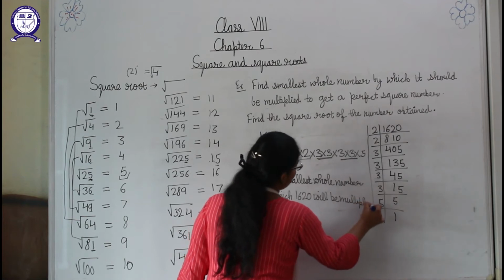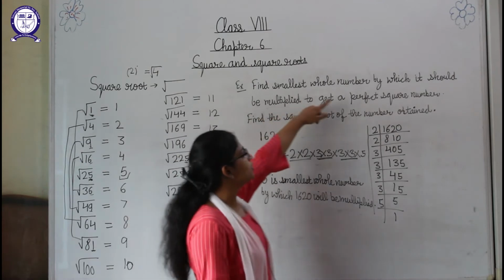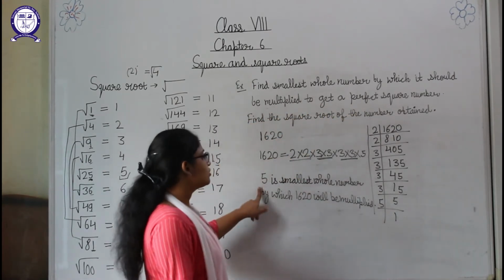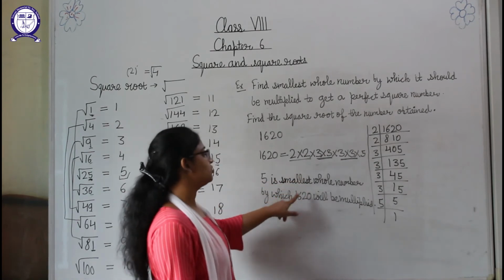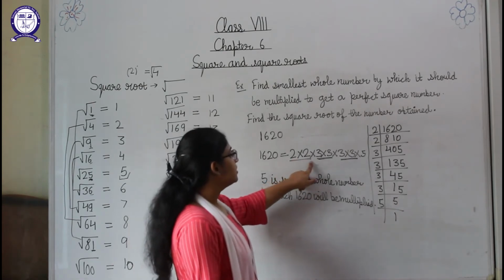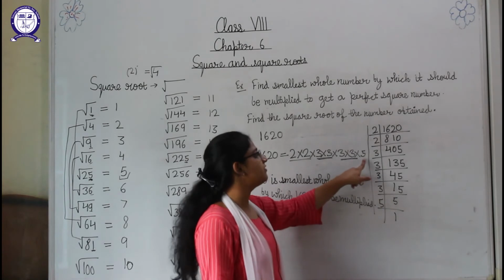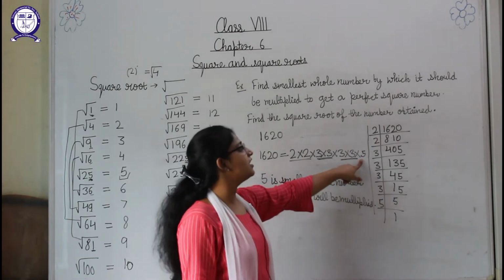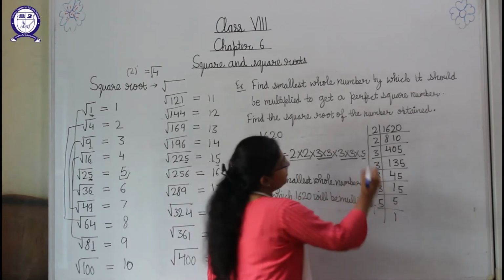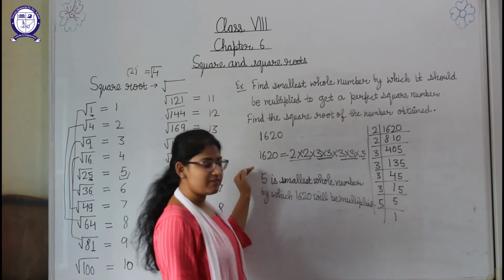Okay, so our half of the part is done, because it was asked that we have to find the smallest whole number by which this number should be multiplied to get a perfect square. So if we multiply by 5, we will get the perfect square. Students, this is one pair, this is another pair, and this is a third pair, but 5 remains here, and to make it a pair we will multiply by 5, so that we can get a perfect square.